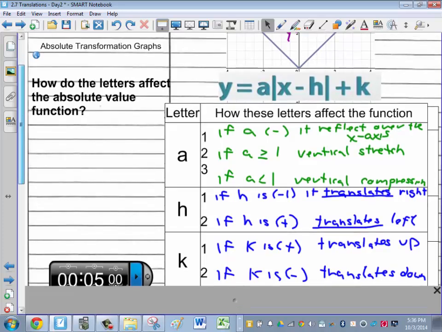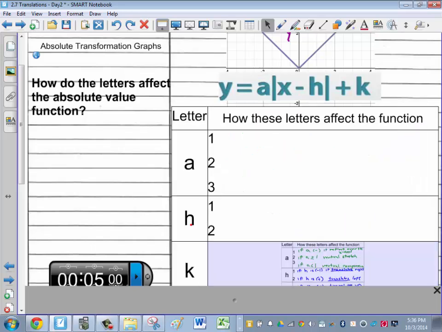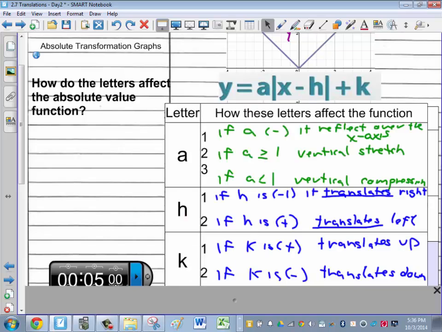So I guess that's how you translate an absolute value function around. The a will stretch it vertically, and it will flip it upside down, or it could compress it as well. A vertical stretch or a vertical compression. The h will move it left and right. Left if it's positive, right if it's negative. And the k right here at the end will move it up if it's positive and down if it is negative.